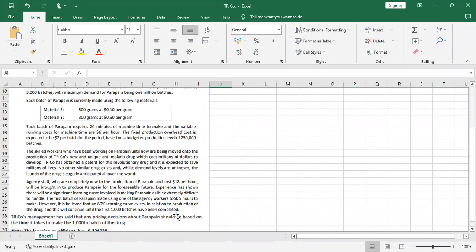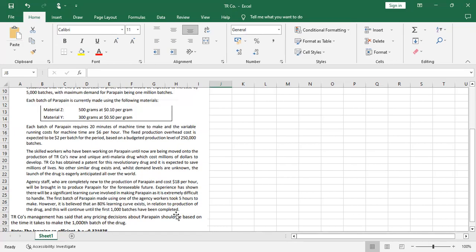When you have reached the 1000 batches, after this the learning curve will not work, or the learning curve will not remain relevant. So we have already studied that whenever the learning curve is discontinued or stopped, what will we do? We will calculate the average and total hours of 1000 units. Then we will calculate average and total hours for the 999 units.